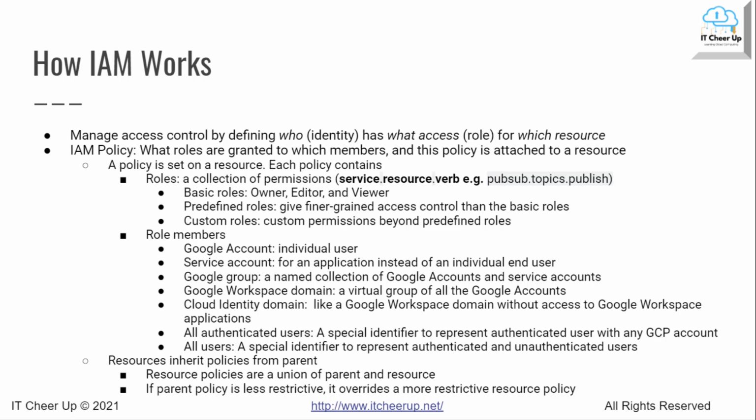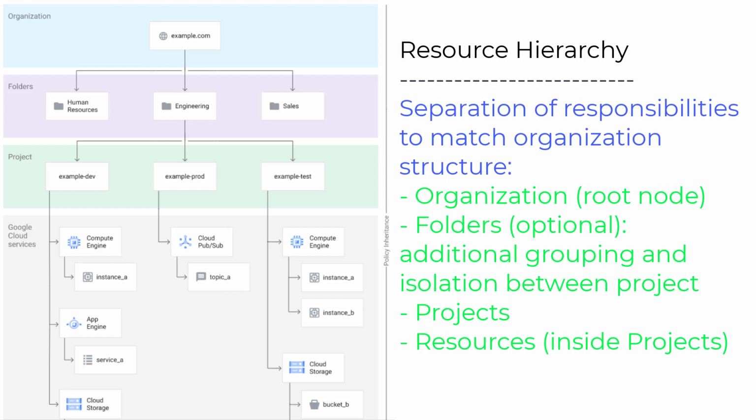In IAM, you grant access to members. Members can be a Google account for individual users, a service account for an application instead of an individual end user, a Google Group, a named collection of Google accounts and service accounts, a Google Workspace domain, a virtual group of all the Google accounts, a Cloud Identity domain, like a Google Workspace domain without access to Google Workspace applications, allAuthenticatedUsers, a special identifier to represent authenticated users with any GCP account, and allUsers, a special identifier to represent authenticated and unauthenticated users.